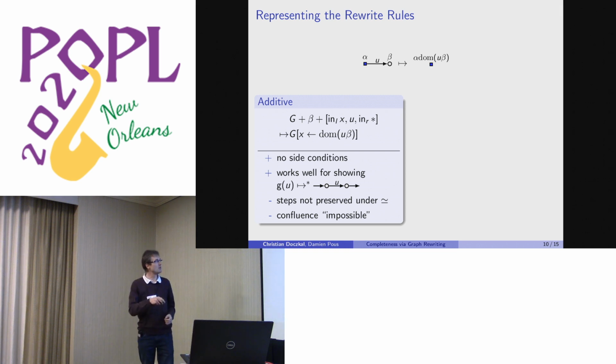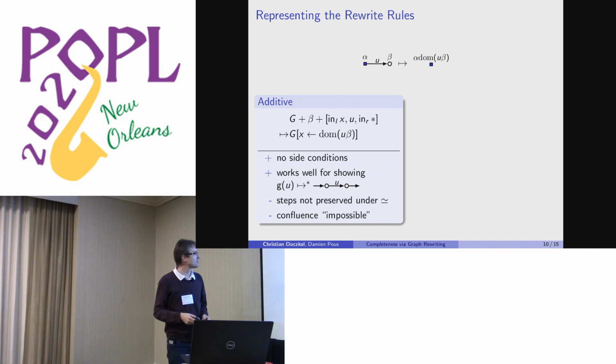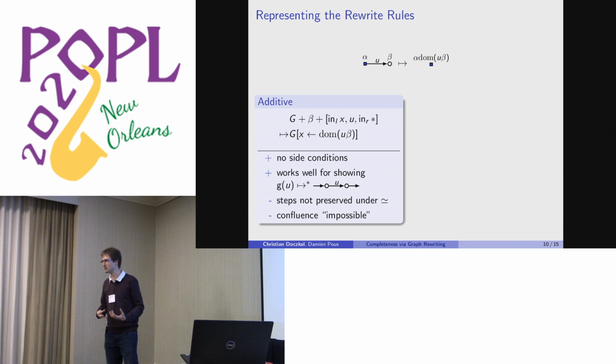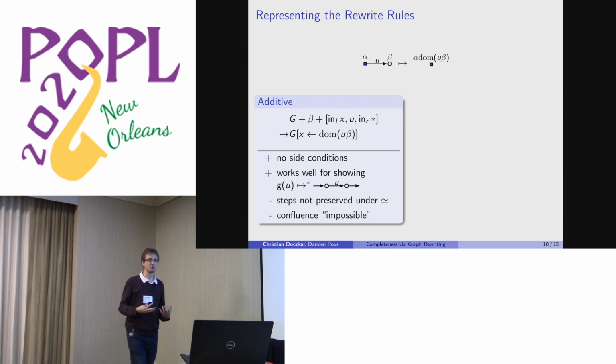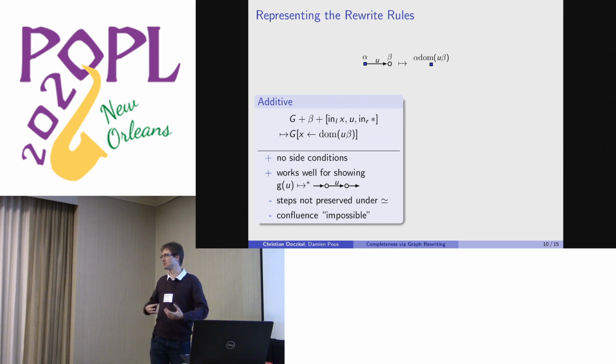And this works really well for showing this reducibility statement. However, on the flip side, because you have here some complex expression, a priori steps are not preserved under graph isomorphism, and this really makes proving confluence hard. I mean, okay, this is terminating, we only need local confluence, but it's still hard. There's a whole page in the paper dedicated to explaining why this becomes hard, so I can't elaborate on this.